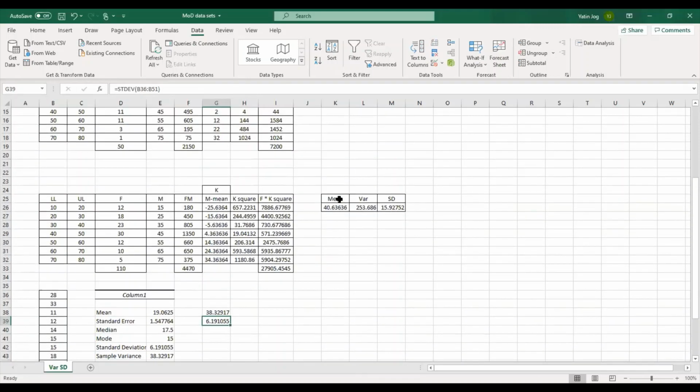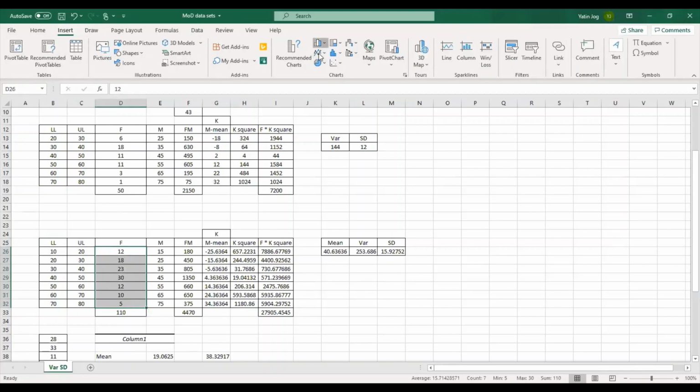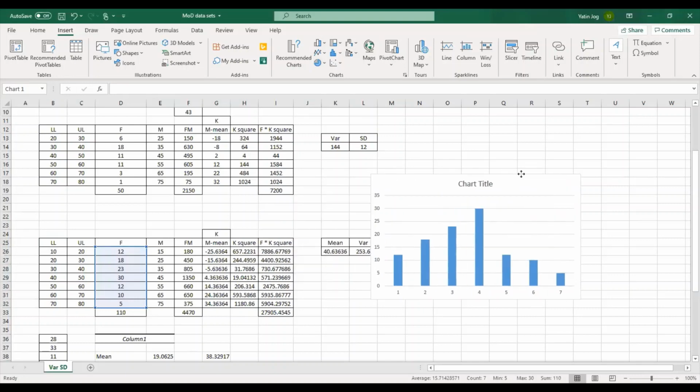Yes. Can anybody tell me how to draw a histogram for this data? So the bins have been defined, grouping has been done, all the things have been done. We have to just draw the bar graph with no gap. So you can just select all the frequency values, insert, and then go for the bar graph. You'll get something like this.